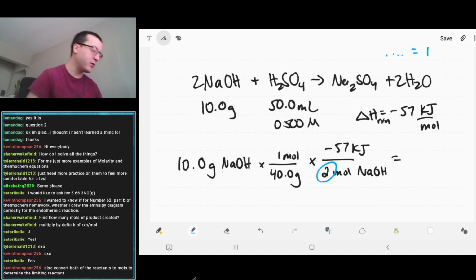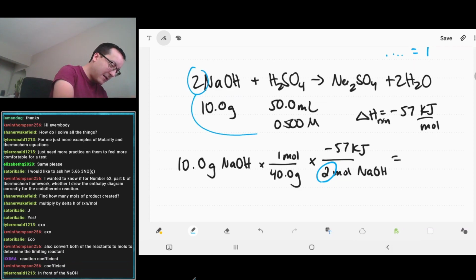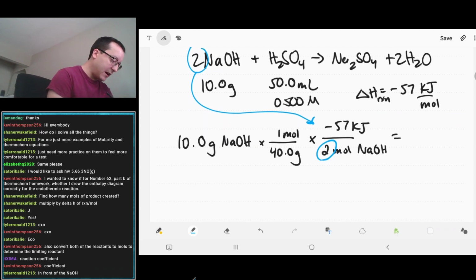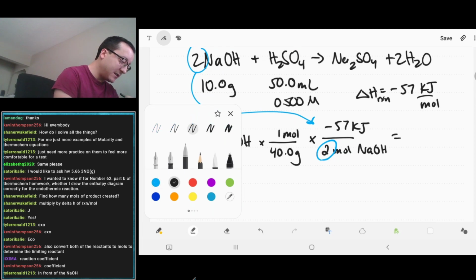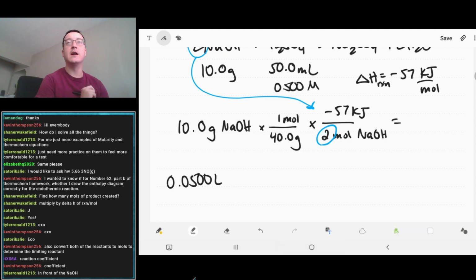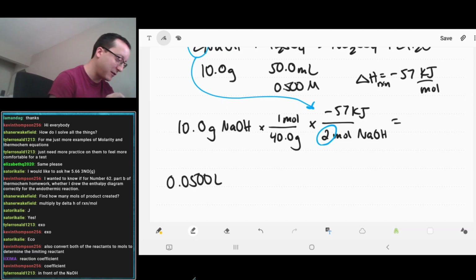It's a reaction coefficient, exactly. So that's where that has come in. And so for the other one, we remember that molarity is moles per liter, right? So I'm going to just convert it to liters in my head. Again, that should be something that you should be able to do by now. Just divide by 1,000 to go from milliliters to liters.